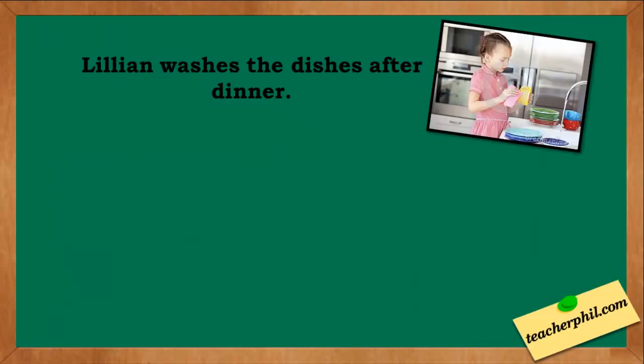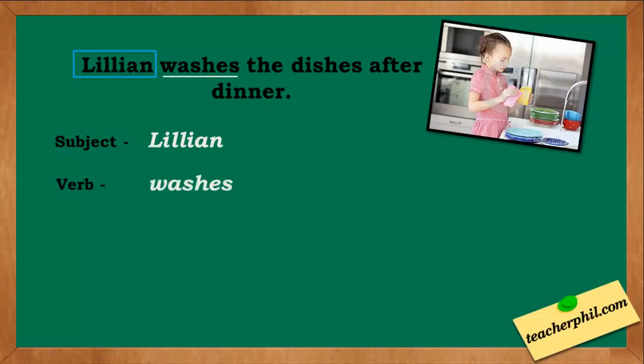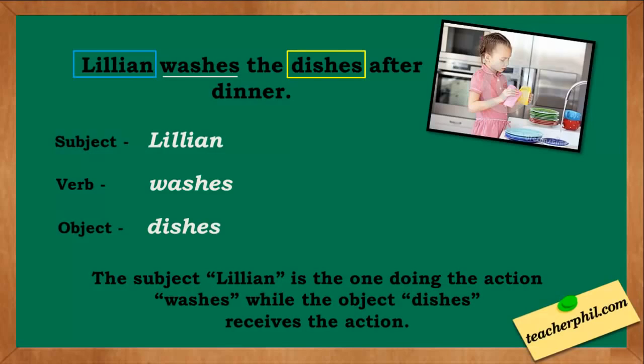Another example: Lillian washes the dishes after dinner. The subject here is, of course, Lillian. The verb is washes. And our object is the dishes. The subject Lillian is the one doing the action washes, while the object dishes receives the action, or the receiver of the sentence.